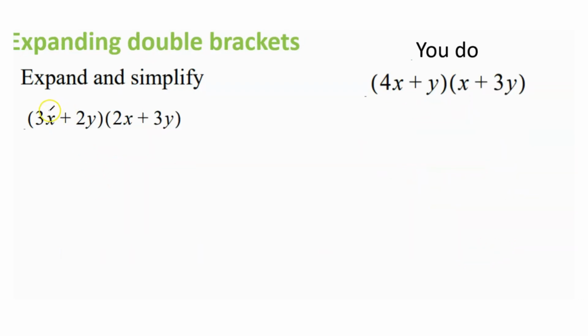So we multiply 3x times 2x, so that's 6x squared. 3x times 3y, that would be 9xy. Then 2y times 2x, that would be 4xy. And then 2y times 3y, that would be 6y squared.